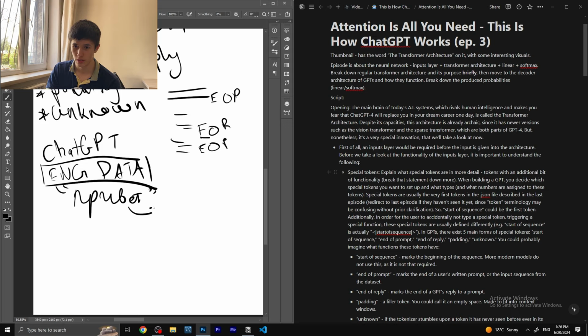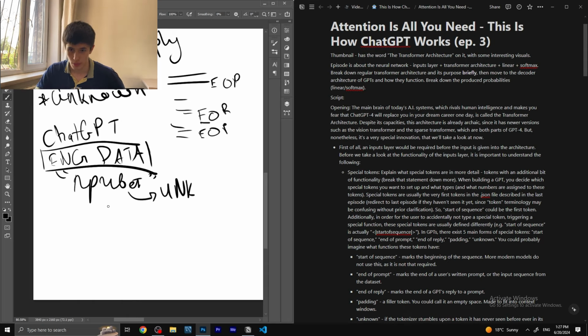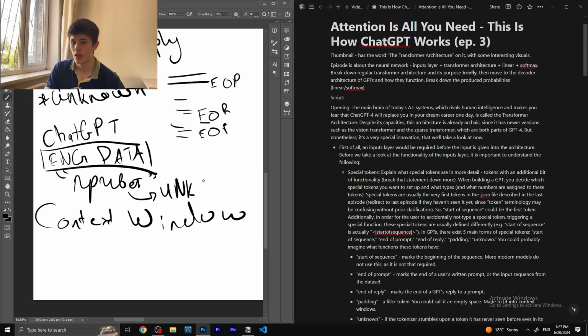And so let me just draw the Russian word over here so that you know later on for the notes. Anyway, now we've covered all these tokens. Now you have to understand something called the context window. So if I just draw a little thing right here, context window, let me just put something on.